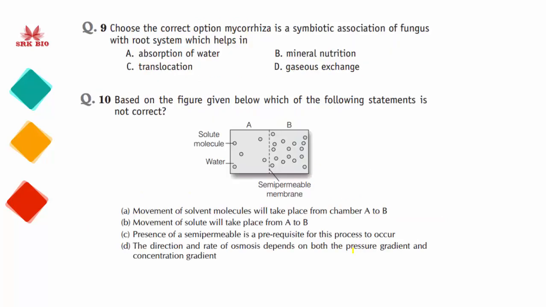Then moving to the next question. Choose the correct option. Mycorrhiza is a symbiotic association of fungus with the root system which helps in... Okay, interesting one. Mycorrhiza. Myco means fungus, rhiza means hair-like structure. Which one is the hair-like structure in the plant body? Inside the plant body, the hair-like structure is nothing but root. When the root associates with fungus, it is called mycorrhiza.